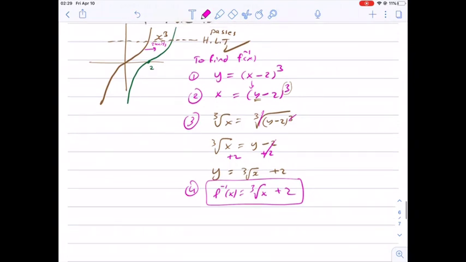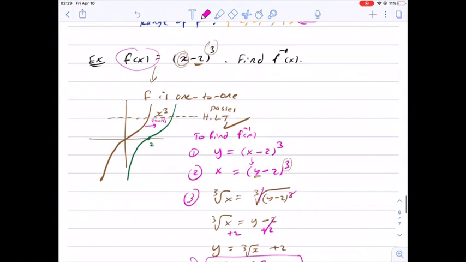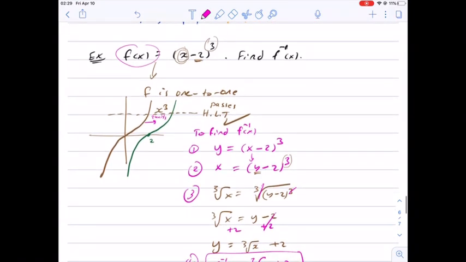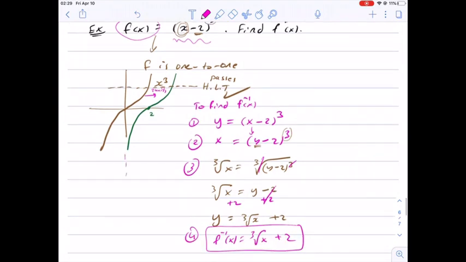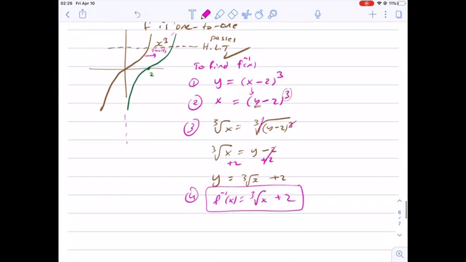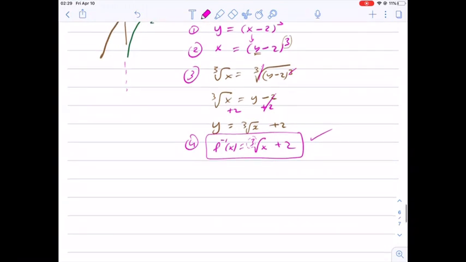Okay, now by looking at this, if we are interested in finding the domain, what is the domain of this function? The domain of this function f of x is all real numbers, so negative infinity to infinity. The range is the same, from negative infinity to positive infinity, and that's correct for f inverse, because this is a cube root, not a square root, not an even root, so we don't have any problem here with values of x. Okay, let's take another example.